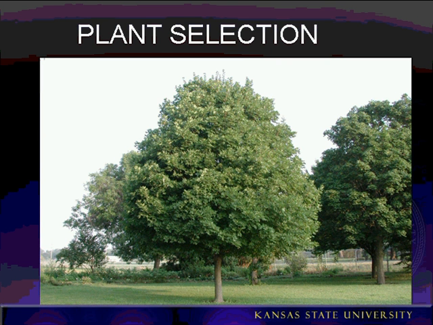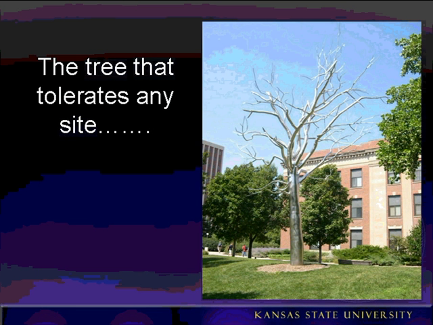Plant selection is one of 3 big phases that we really wanted to promote a healthy start from the get-go. Of course, the first one is plant selection. This is one of the trees that we found that would tolerate any of the sites in Greensburg.